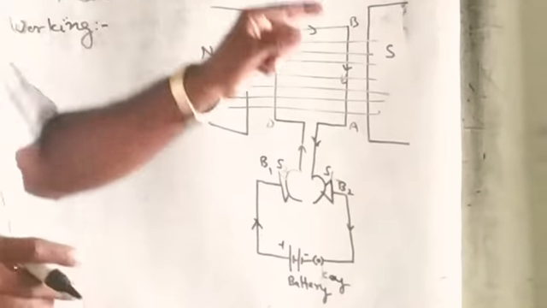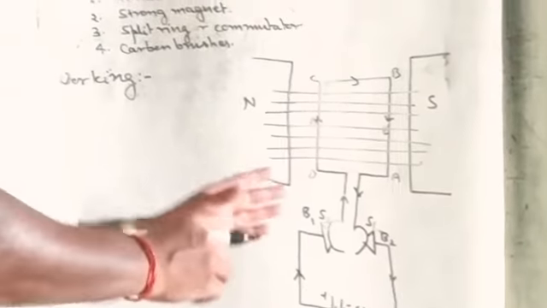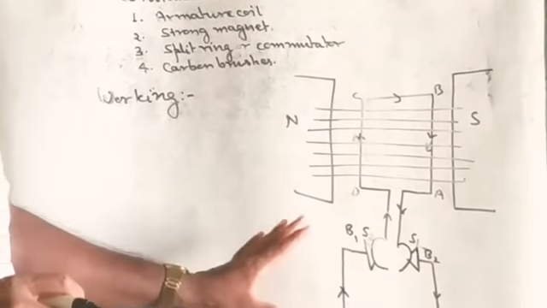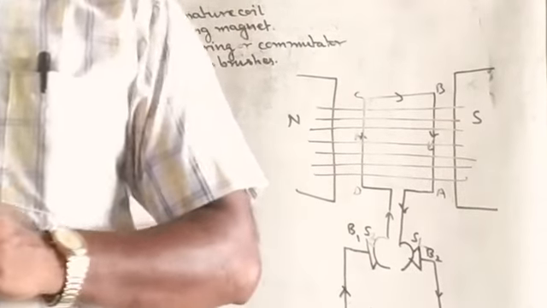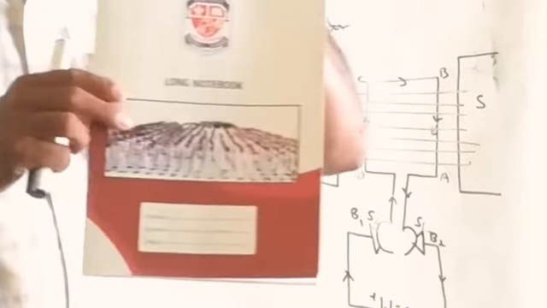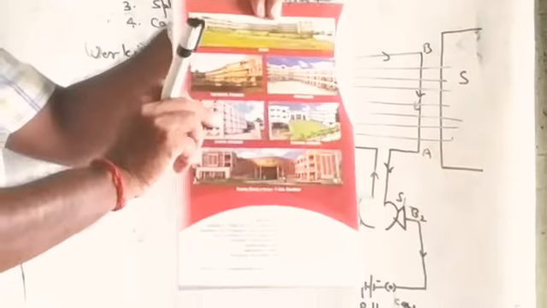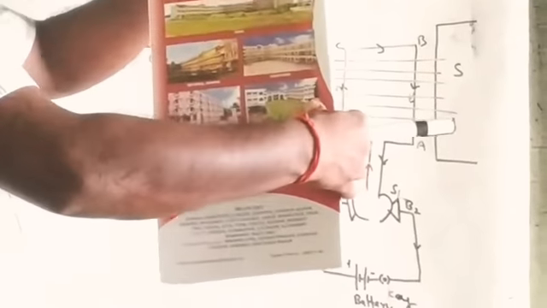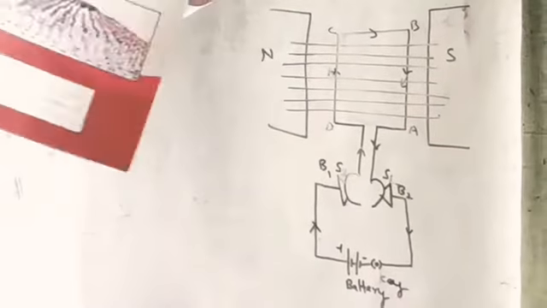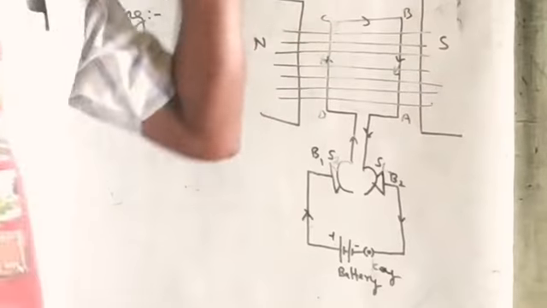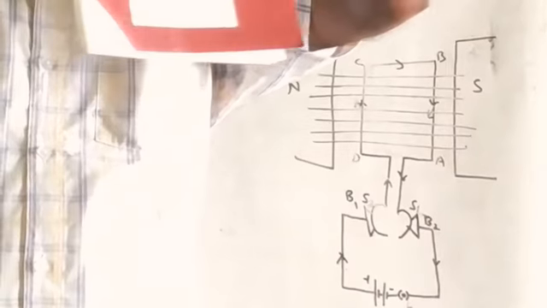The split ring is known as a commutator because it reverses the direction of current in the coil. Now you will see, after half rotation, the initial position becomes that position. Then you see here the direction of current is the same. Again here, the force acts in the downward direction, and here in the upward direction. Then it rotates continuously in the magnetic field due to the permanent magnet.